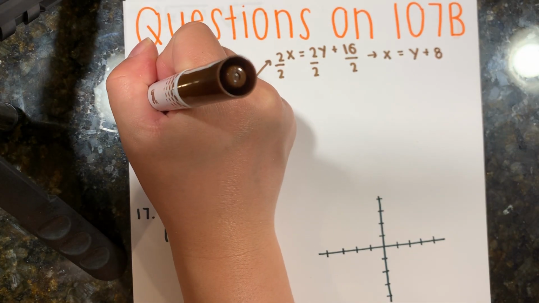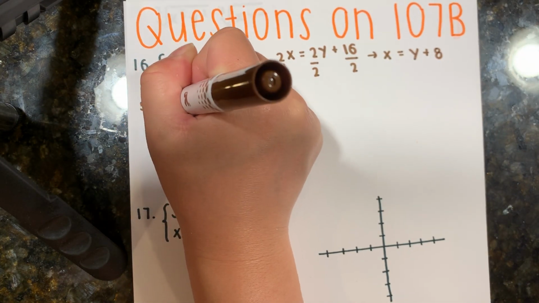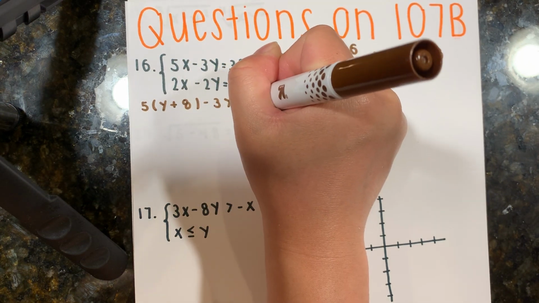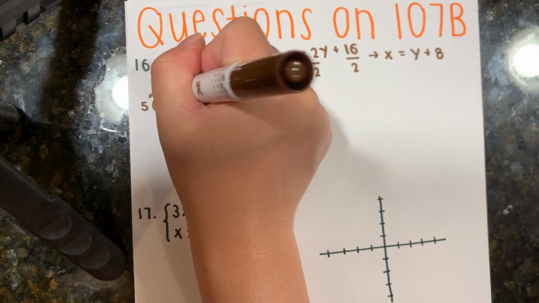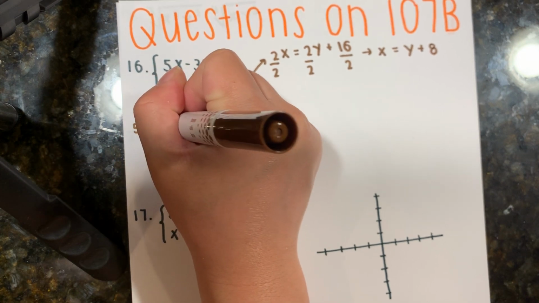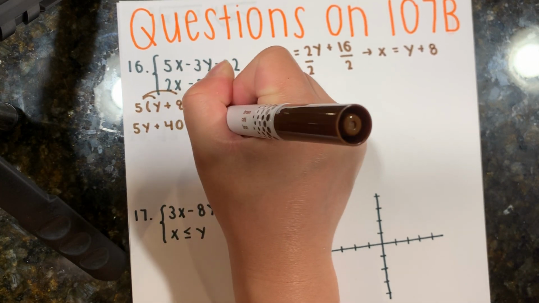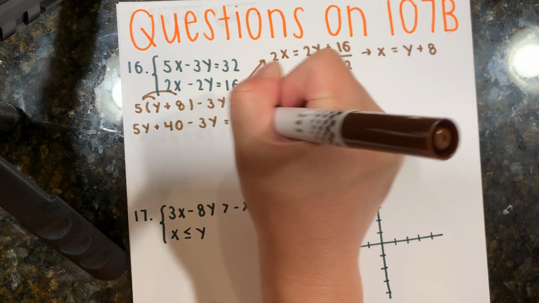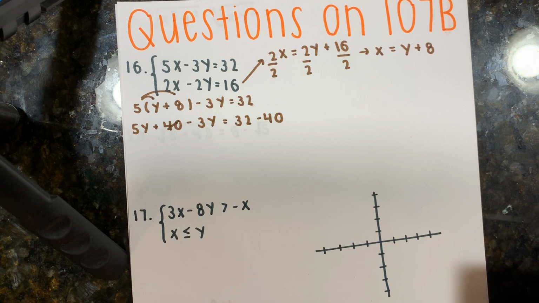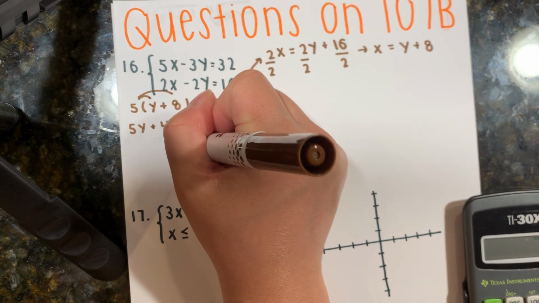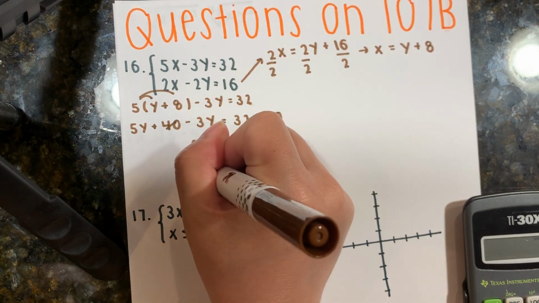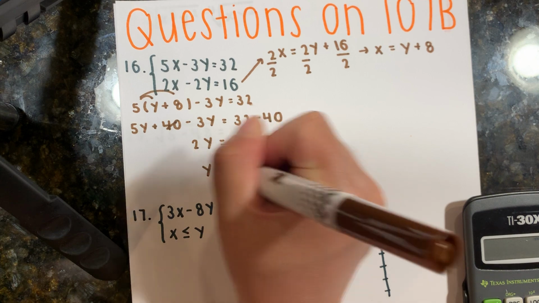So now I'm going to substitute that in, so that would be 5 times (y plus 8) minus 3y equals 32. And we're going to distribute. So that would be 5y plus 40 minus 3y equals 32. Subtract the 40. So really, I would end up with 2y is equal to negative 8. And therefore, y is going to be equal to negative 4.